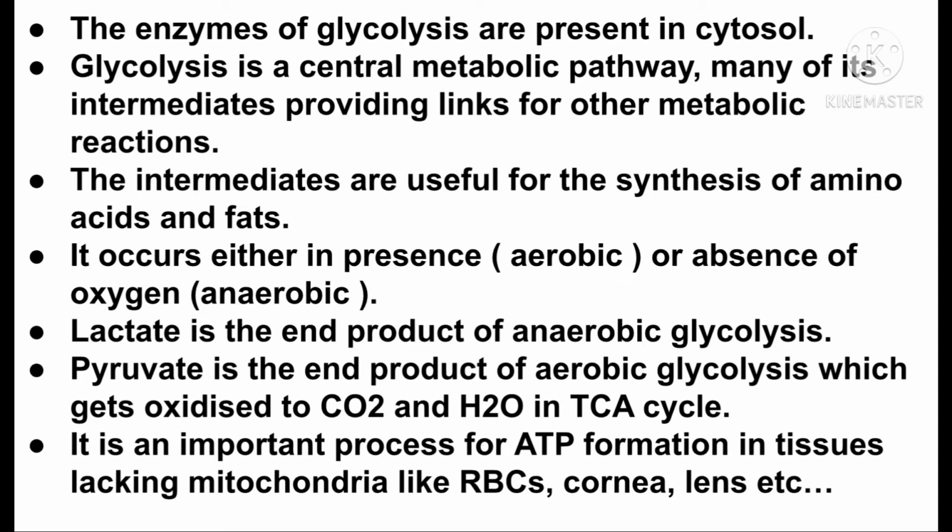Glycolysis occurs either in the presence or absence of oxygen, that is, it can be aerobic or anaerobic. Lactate is the end product of anaerobic glycolysis, while in aerobic glycolysis, pyruvate is the end product, which enters the TCA cycle and gets oxidized to carbon dioxide and water. Glycolysis is an important process for ATP formation in tissues lacking mitochondria, like RBCs, cornea and lens.